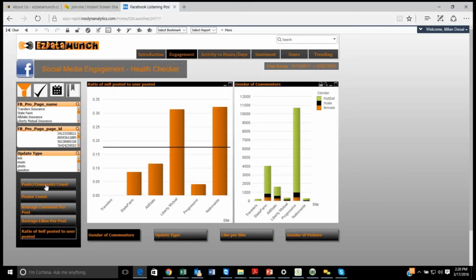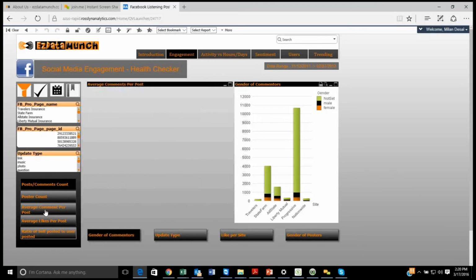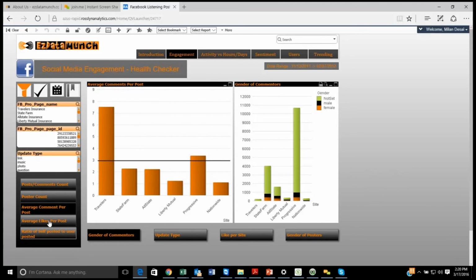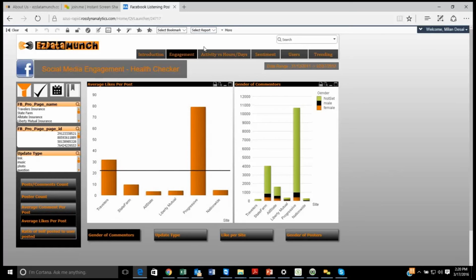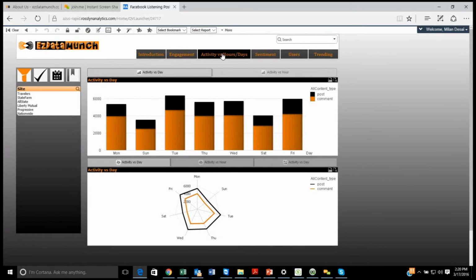So we are looking at posts and comments. How many posts typically people leave on Facebook or Twitter for you guys? What is a typical comment? How many likes are you getting? Are people talking about what times of the day they typically come? Now, one of the biggest things that we also have in our application or platform is sentiment analysis.